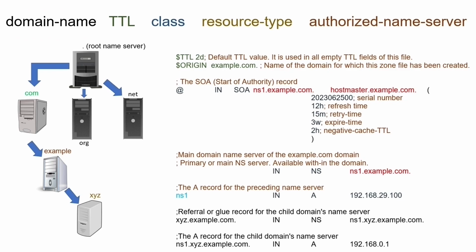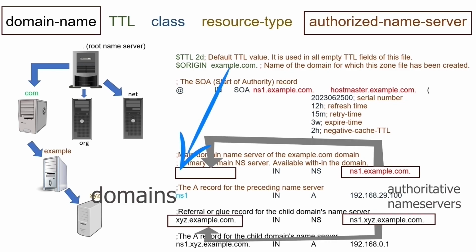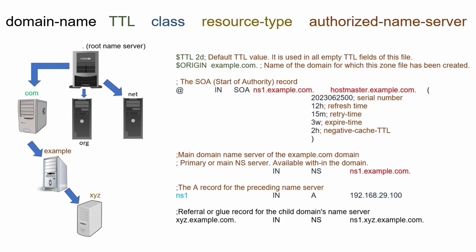The only difference between a referral or glue name server record and an authoritative name server record is that in the referral name server record, we use the domain name for which we are creating the referral in the domain name field. For example, if we want to create a referral name server record for the XYZ domain, we will use the XYZ domain's fully qualified domain name here. Since the referred domain is a child domain of this domain, we must create a host record for it also. If we create a glue record without the host record for the child domain's name server, the resolver systems cannot access the child domain's name server.